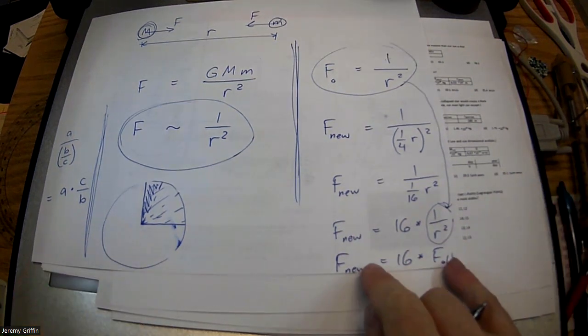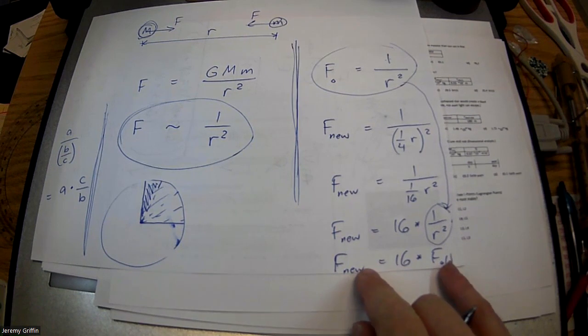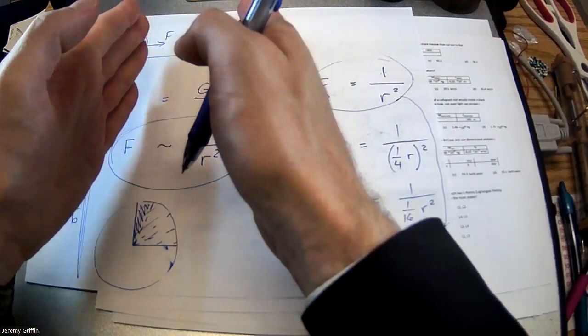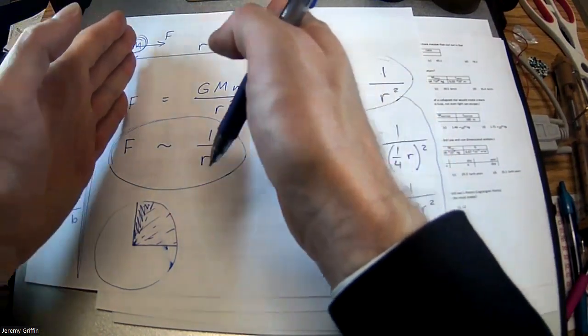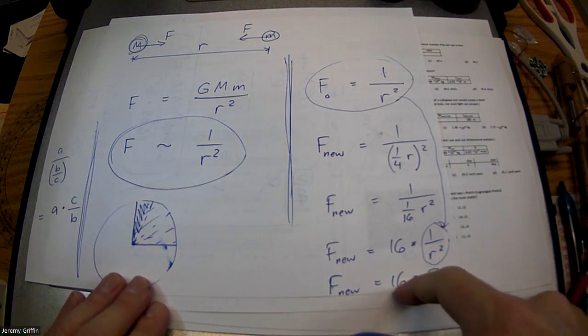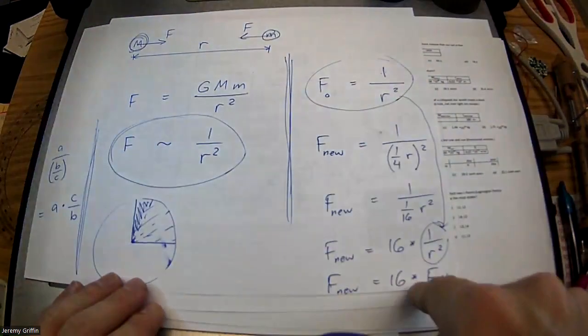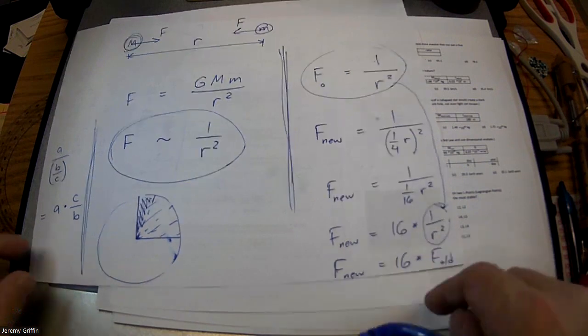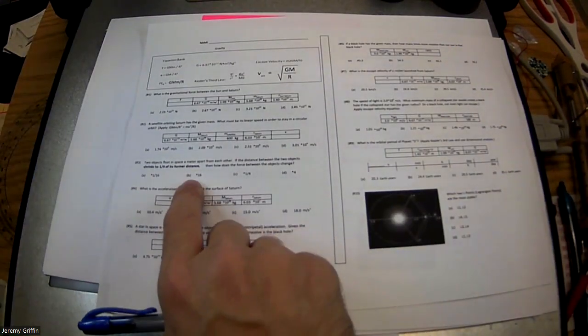Now, even before I started plugging and chugging, I knew that the force was going to increase. We talked about that. If they're getting close together, the force is going to go up. If they go away, it's going to get weaker. But if they get closer, it's going to increase. How much does it increase? 16 times. So if the distance gets cut to a fourth, the force goes up by a factor of 16 because of the inverse square law. So there you go, 16 times the force.